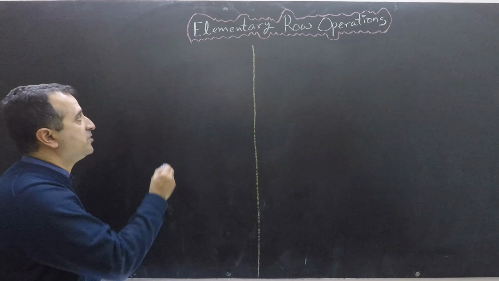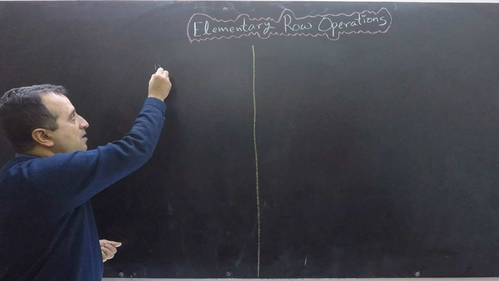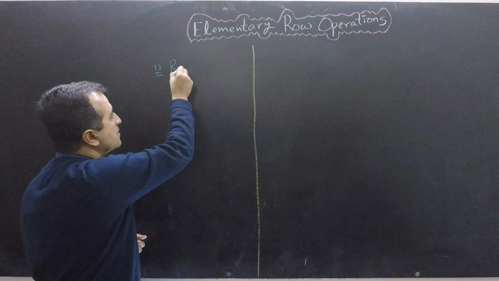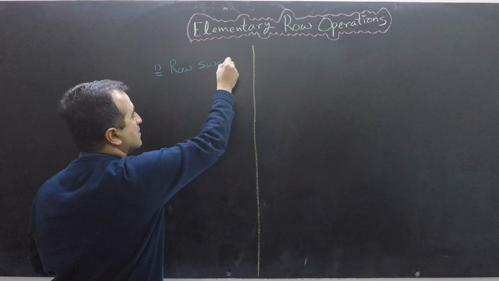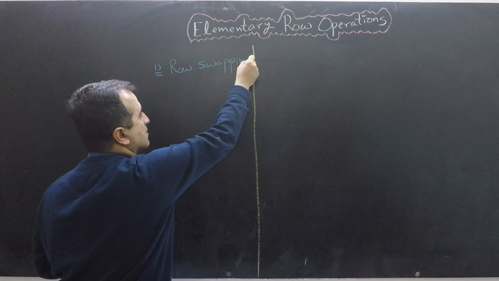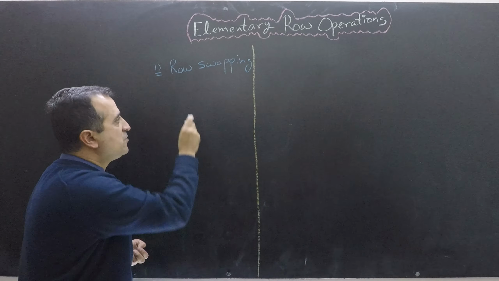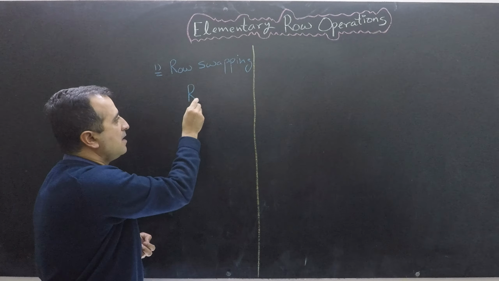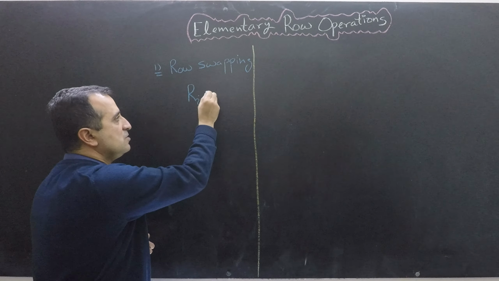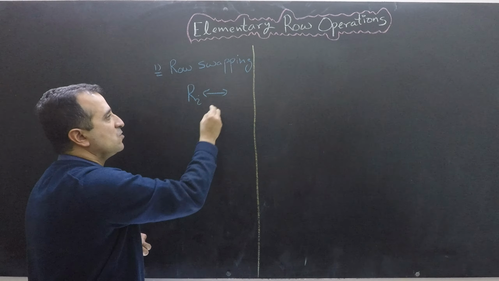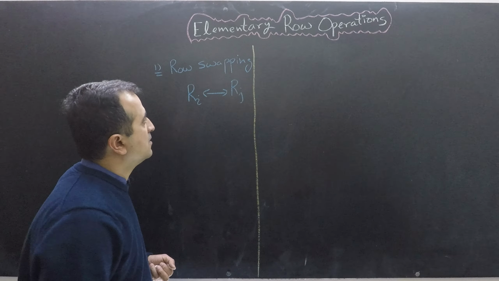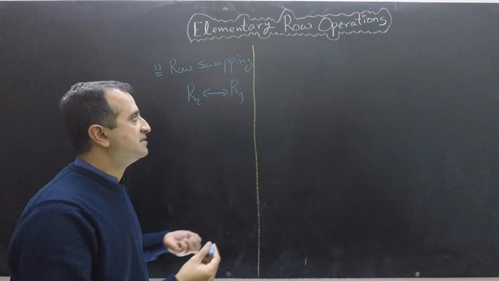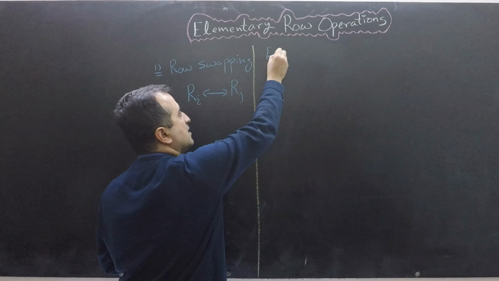The first elementary row operation is called row swapping. That means if you have a row, let's say Ri, you swap that row with another row Rj. Let's clear this operation with an example. So now let's do an example.